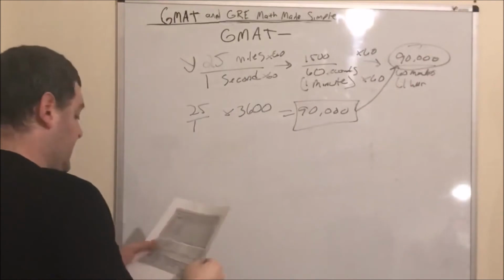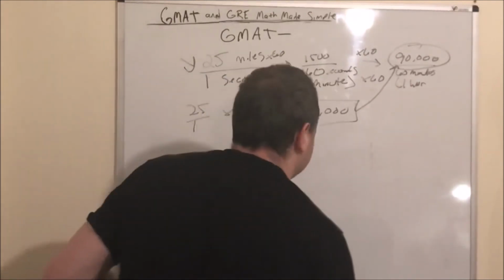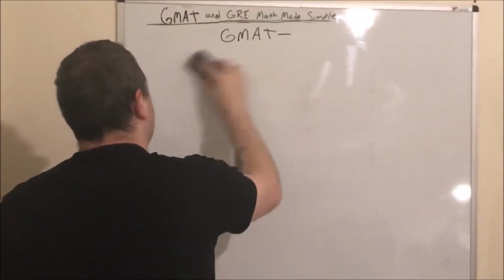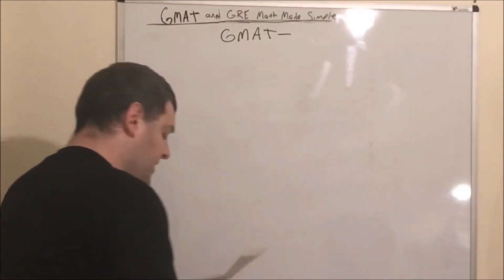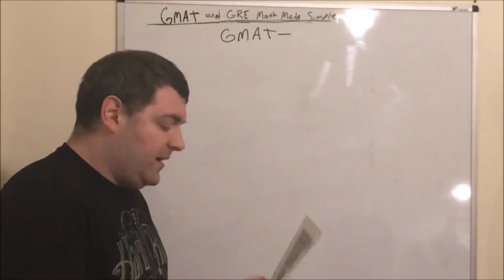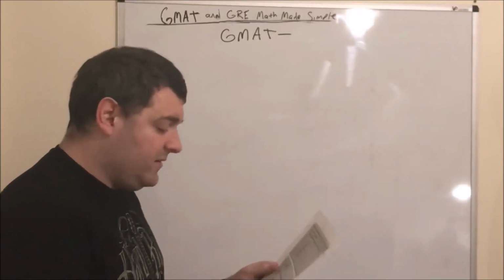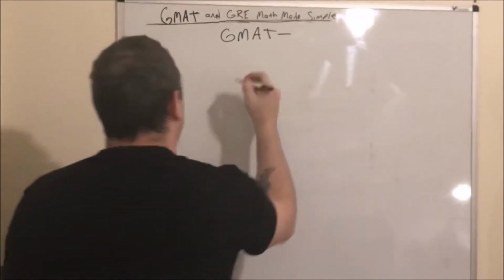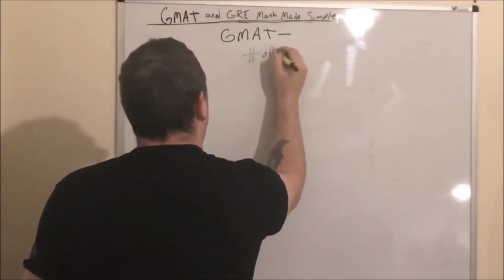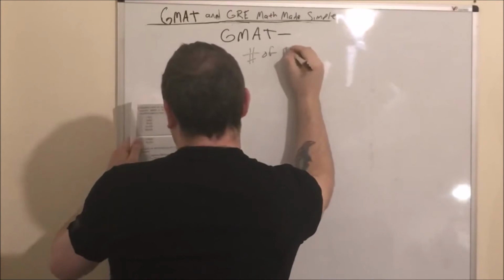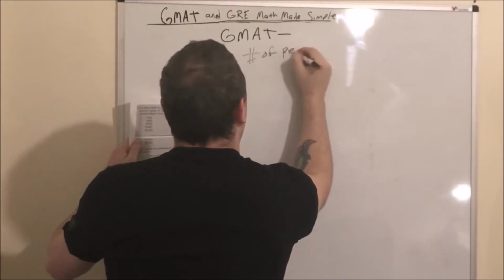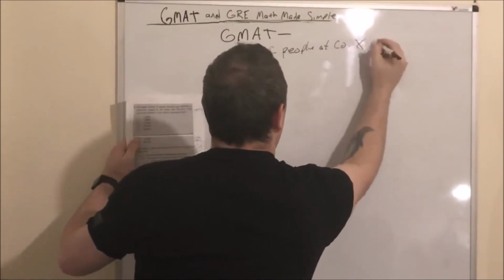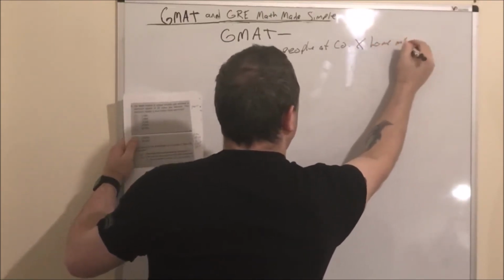Okay, and the last one is going to be our data sufficiency. So this one is going to be interesting. Okay, now the options that we have here, the question says how many of the employees at company X have life insurance. So we're trying to figure out the number of people at company X who have insurance.